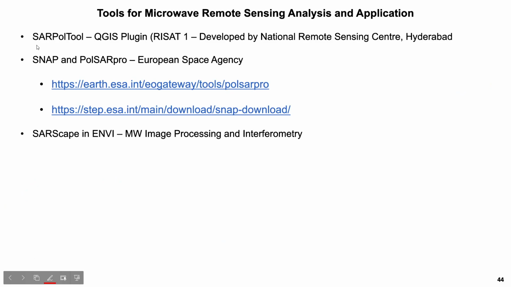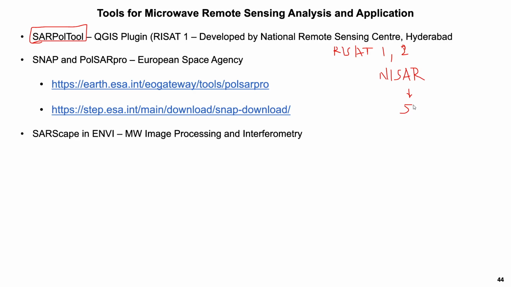To analyze SAR, that is your synthetic aperture data or the microwave data, the National Remote Sensing Center has developed a tool called the SAR pole tool to analyze the data of RISAT-1 and RISAT-2. And I think next year they will be launching another microwave satellite, NISAR. NISAR will operate in S band and L band. You can analyze the microwave data by using this QGIS plugin.